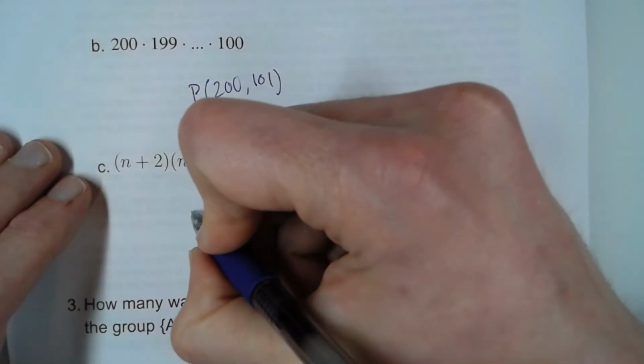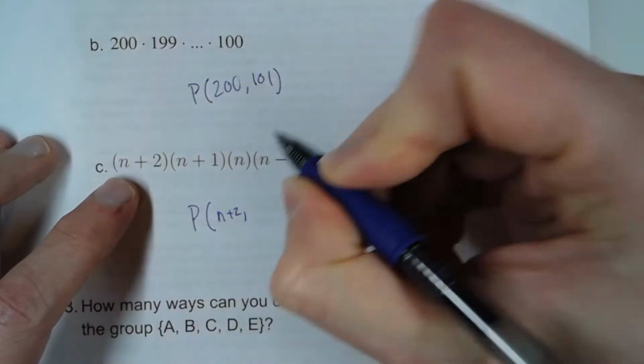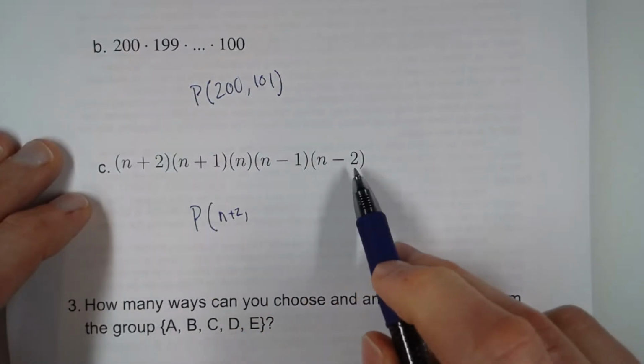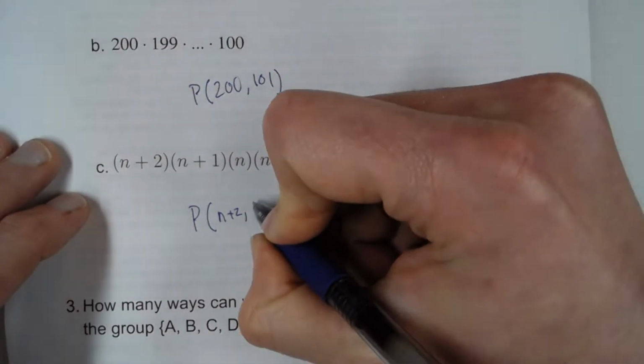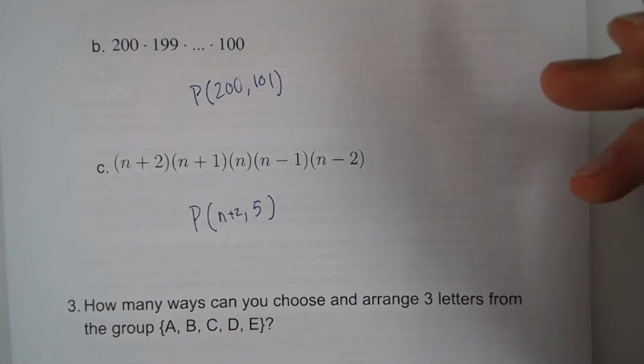With letter C, we start with n plus 2, and then it's 1 less, n plus 1. Then it's 1 less than that, and 1 less than that, and 1 less than that. So this is P, n plus 2, comma 5.